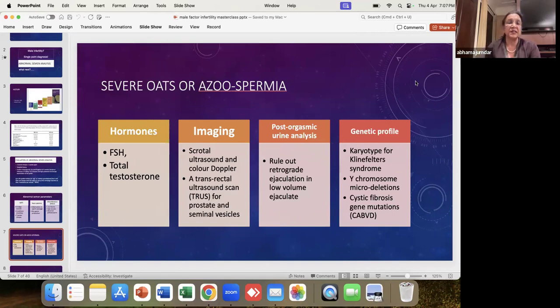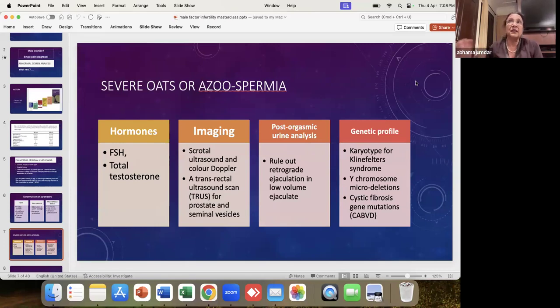Any FSH greater than 8, the higher the FSH, more is the chances that the pituitary is working, but the testes are not working. And total testosterone definitely will start coming down. Imaging, there are 2 things which we need to do: a scrotal ultrasound to see the testicular volume and the Doppler flow, the blood flow in them. Number 2 is transrectal ultrasound, which is known as TRUS, for prostate and seminal vesicles, whether they are present, they are not present, whether there is obstruction over there.